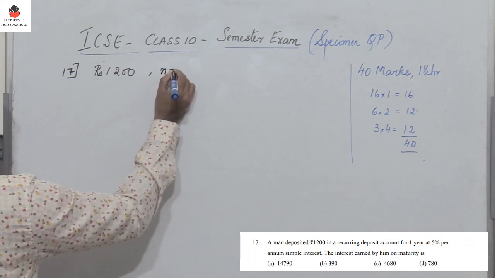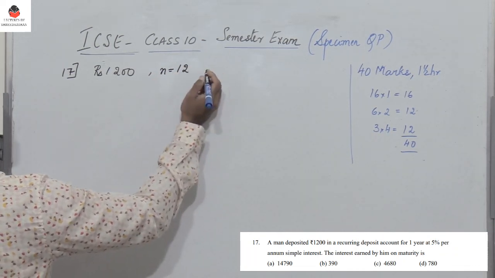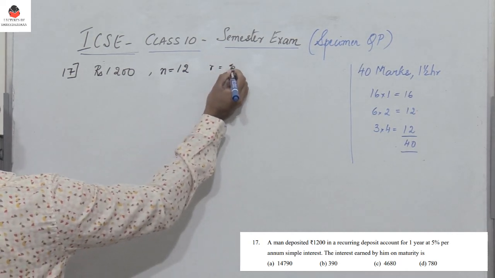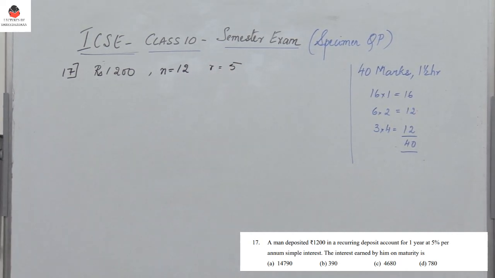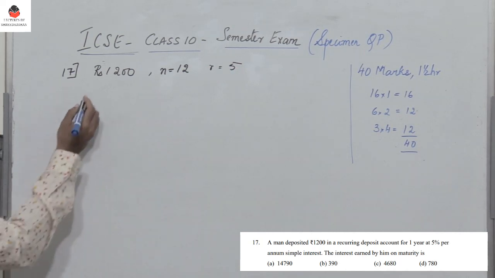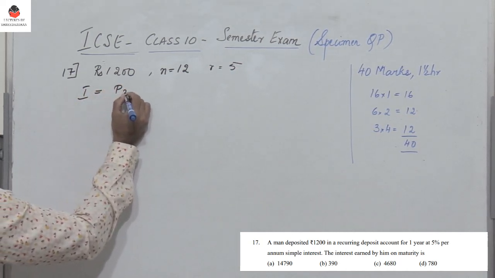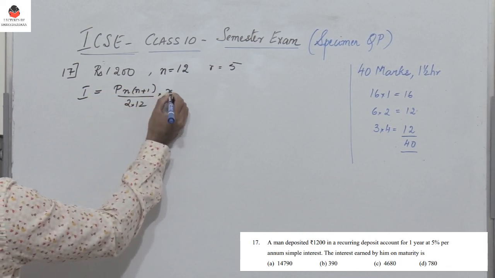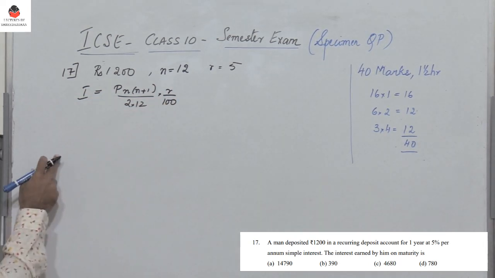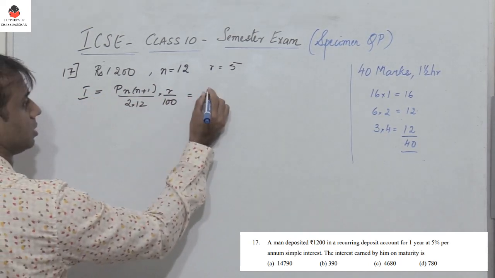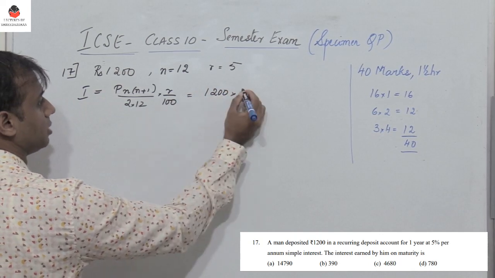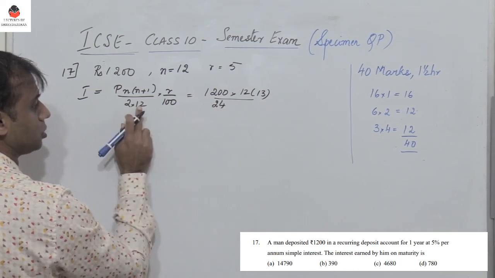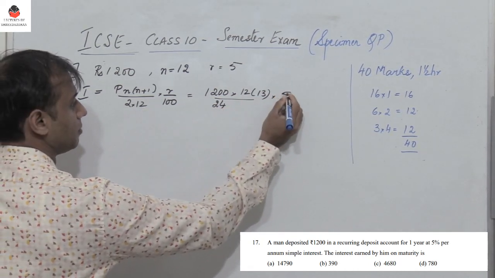1 year, meaning n equals 12 months, at a 5% annual simple interest. So R is 5. The interest earned by him on maturity: we know the expression I equals P into (n plus 1) divided by 2 into 12 into R by 100. So here the principal amount P is 1200, into n is 12 into 13, divided by 24 (2 into 12 is 24), into 5 by 100.